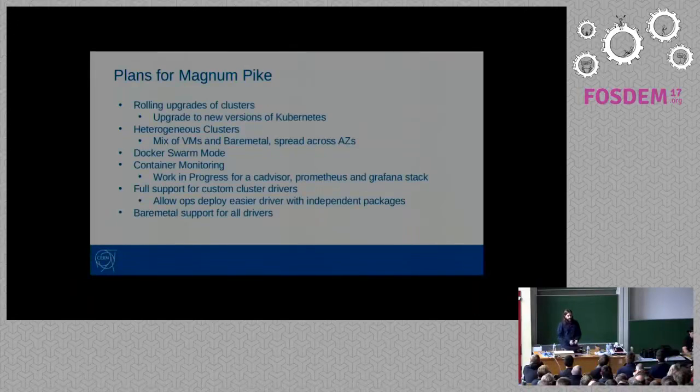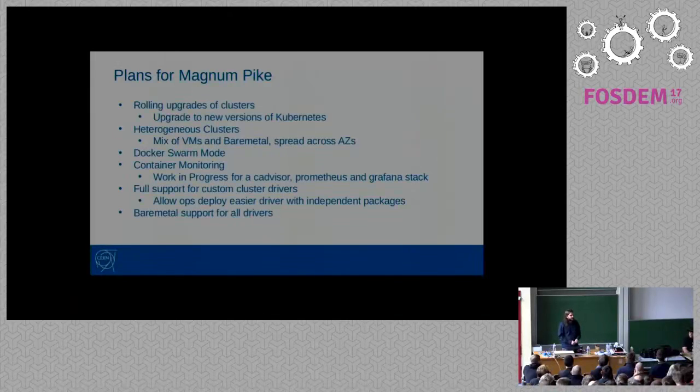We also want to support heterogeneous clusters. So to create clusters on OpenStack in different availability zones, or with different hardware, or with different flavors. For example, have a bunch of big nodes and a bunch of small nodes. Also, very soon we will release the Docker Swarm mode, which is not available yet. We will use the legacy Swarm for now. We're also working on providing a solution for container monitoring at deployment time with Prometheus.